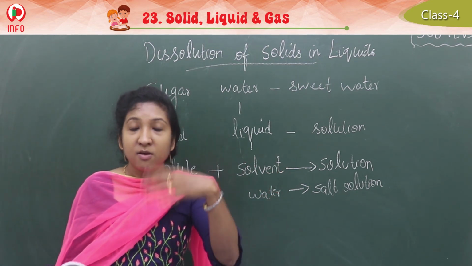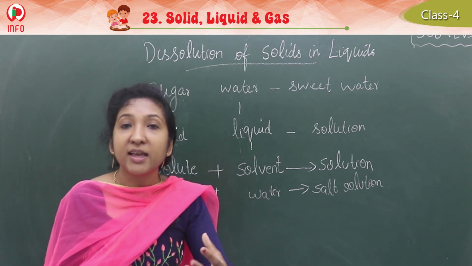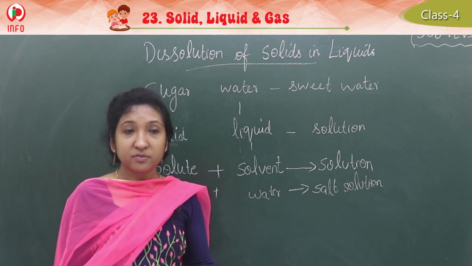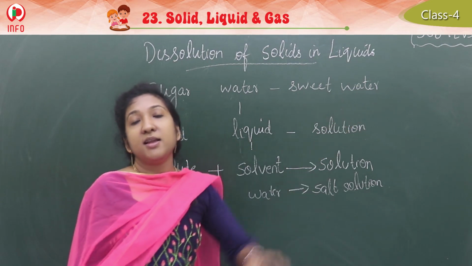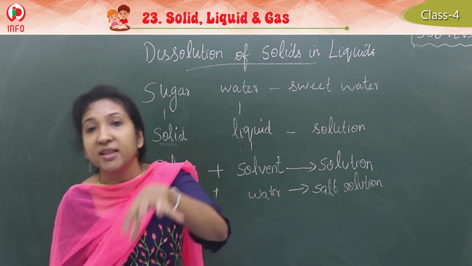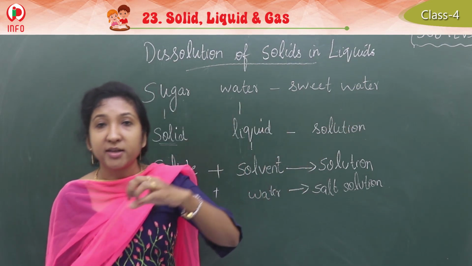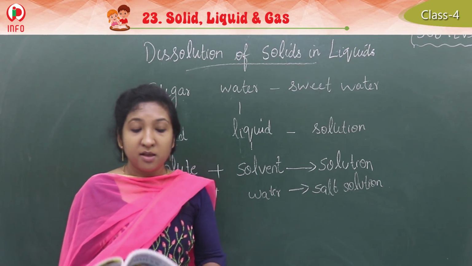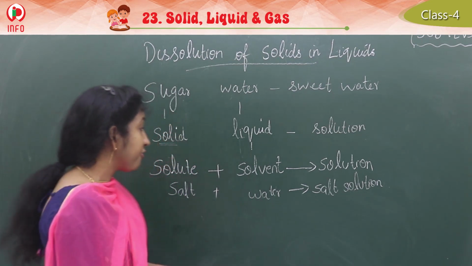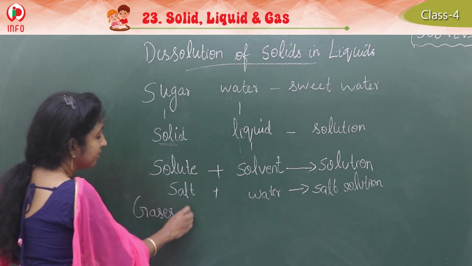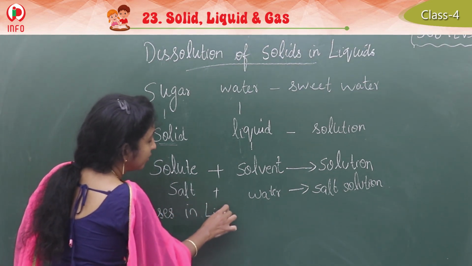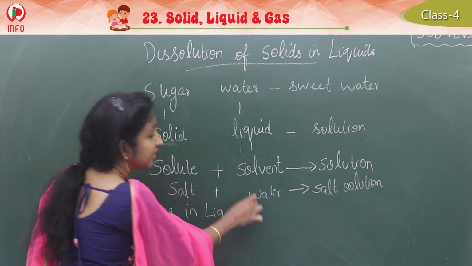The salt water we get, the sugar water we get, it is a solution. So that is dissolution of solids in liquids. Solid is dissolved in the liquid. Sugar in water, salt in water. Next is dissolution of gases in liquids. How does a gas dissolve in liquids?